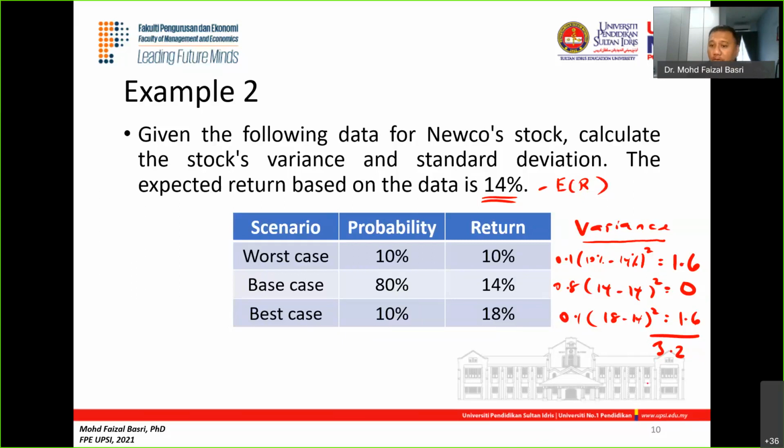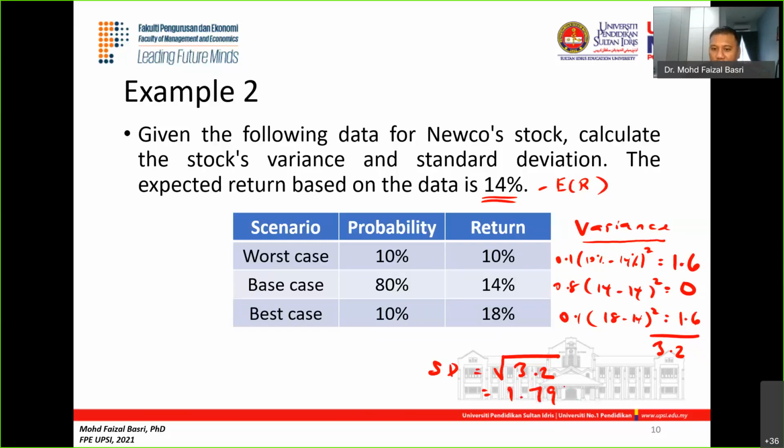Okay, and you don't put a percentage for variance. The answer is not in percentage, unless you want to get it in percentage, then you have to divide this by 100. Or else you just put it as 3.2. But for standard deviation, you're going to square root 3.2. You're going to get 1.79.